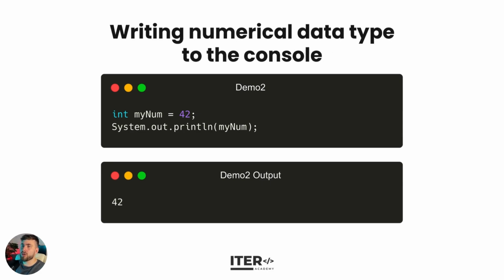Next, let's look at writing numerical data types to the console. We can write integers, doubles, and floats, among others. Here's an example of writing an integer to the console, as you can see on the demo 2. So we defined a variable called myNum of type int with the value 42, and after that we use System.out.println to print the myNum variable value to the console, and the value of the variable is 42. So as you can see in the demo 2 output, this will output the integer 42 to the console.